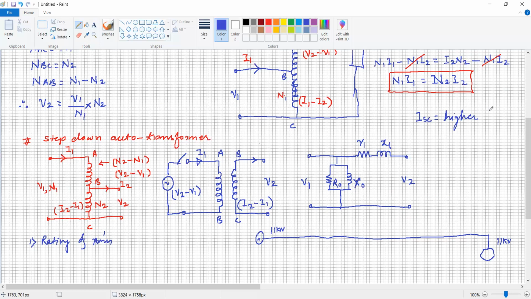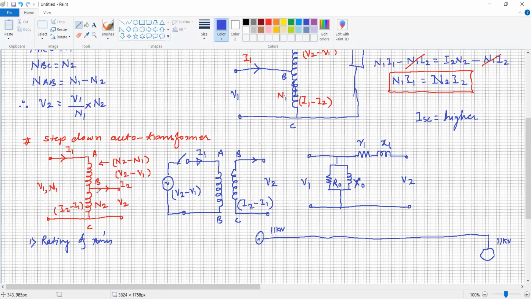Now, especially we will consider the rating of the transformer. It has two types of rating. One is the induction rating, that is the transformer action. The second is the conduction action. See here, whether it is a step up or a step down transformer, the load is connected to the secondary terminal here. So this is the electrical connection. We can say that voltage multiplied by current is the conduction over here. And second, this winding is common, so there is an induction process.